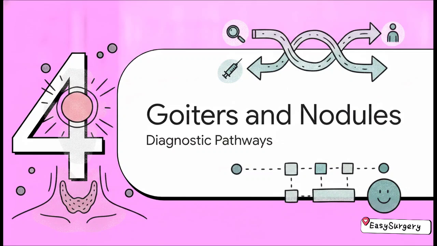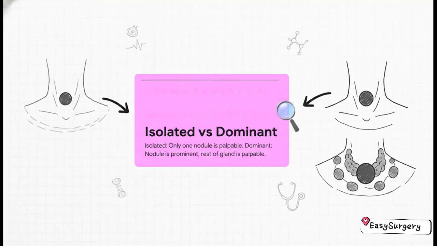Section 4. Diagnosing goiters and nodules. Let's transition into these structural swellings and the exact step-by-step diagnostic pathways you need to take. First things first, getting your terminology straight between isolated and dominant nodules is essential before we even touch malignancy risks. If you feel one distinct lump and the rest of the gland is completely impalpable, you've got an isolated nodule. But if you feel one prominent lump and you can also feel the rest of the enlarged gland around it, that's a dominant nodule sitting in a multinodular goiter.